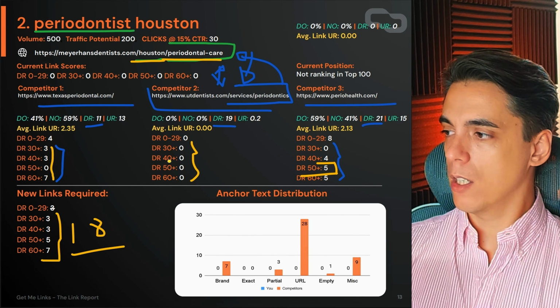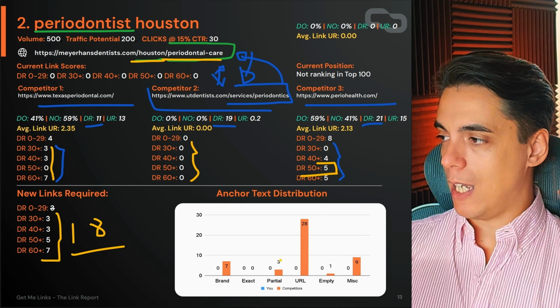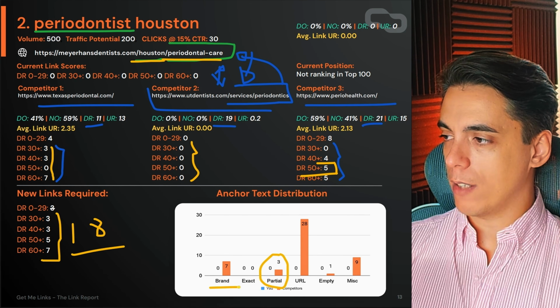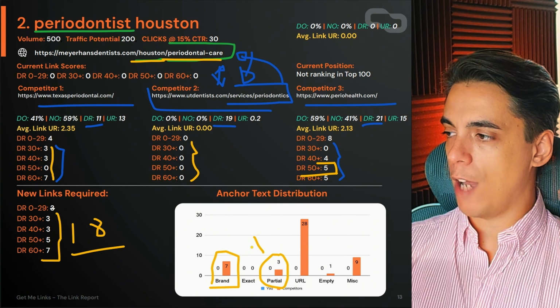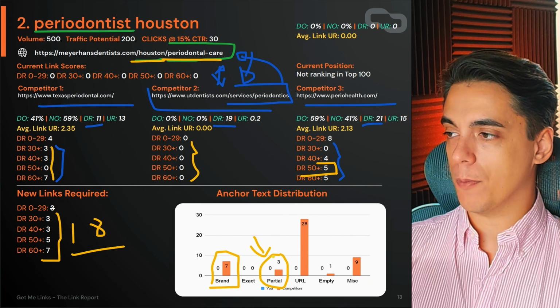Okay, well, fantastic. What am I going to do with these backlinks? I'm going to be actually quite aggressive with my brand anchor text and a few partial match, but that's it, okay?